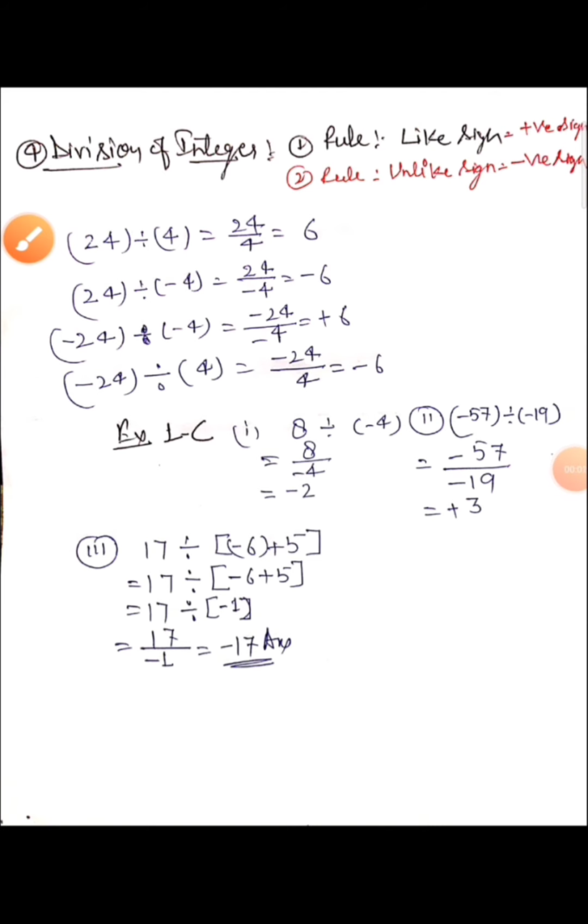Now the last operation is division of integers. Division of integers also follows the two rules, like sign and unlike sign. Like sign means same sign. When the integers are given in the same sign, then the answer will always be in a positive form. When the integers are given in unlike signs, then the answer will always be in a negative form. In division we also have four rules.